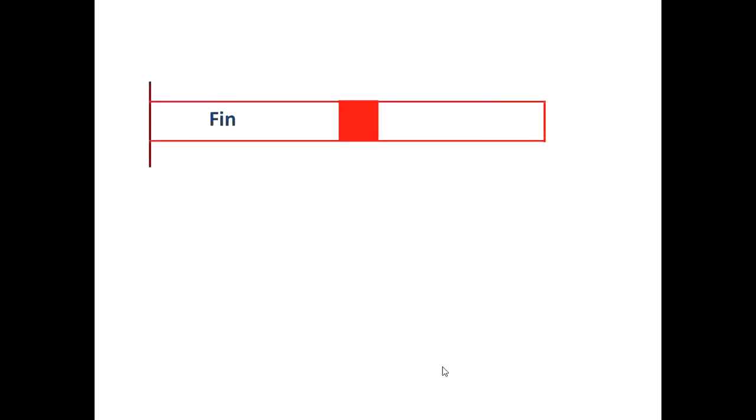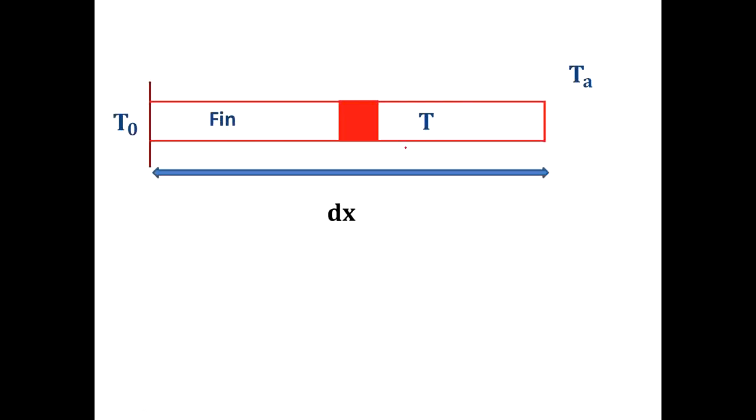You note down the 2D sketch. Fin, anywhere the temperature will be T. Base temperature will be T0. Ambient temperature is TA. Why I am telling it ambient is because it need not be the air. You might have a fluid where the heat will be transferred from the fin to the fluid. The distance you will take is the elemental length dx, length L.